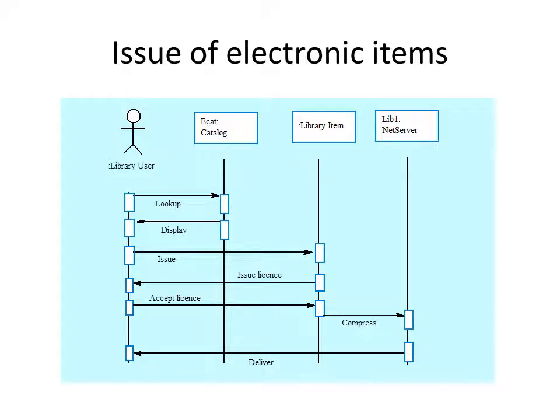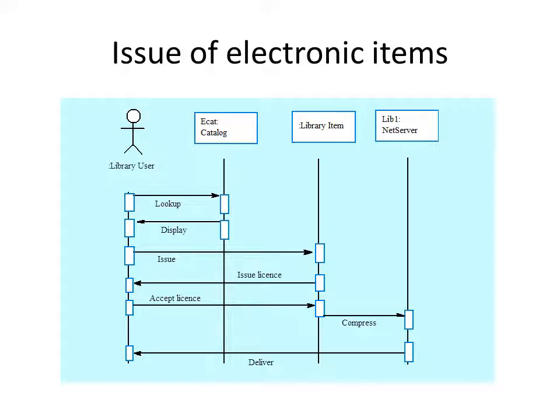lib1 double colon NetServer means lib1 is an object of a class called NetServer. As you can see, it's an order. It starts from the library user's lookup, and then to aCat. Then aCat returns and displays the result to the library user. Then the library user issues by requesting the library item, and so on. Here you can see the order.